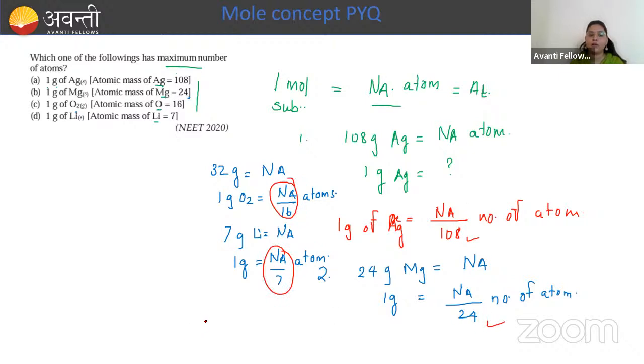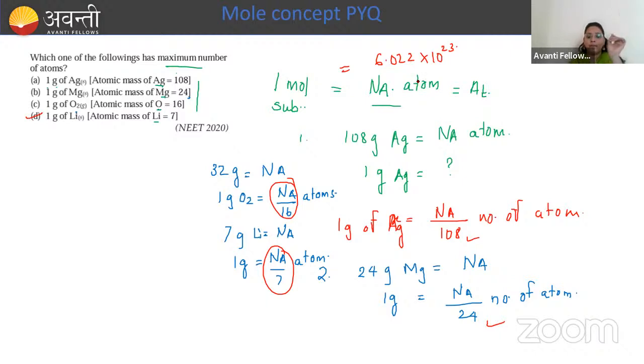So which will give us the maximum number of atoms? If the denominator is small, then the term will be higher, right? So our fourth option, lithium, whose atomic mass is 7 only. Avogadro's number, you know what that number is? 6.023 into 10 raised to 23, or 6.022 into 10 raised to 23.